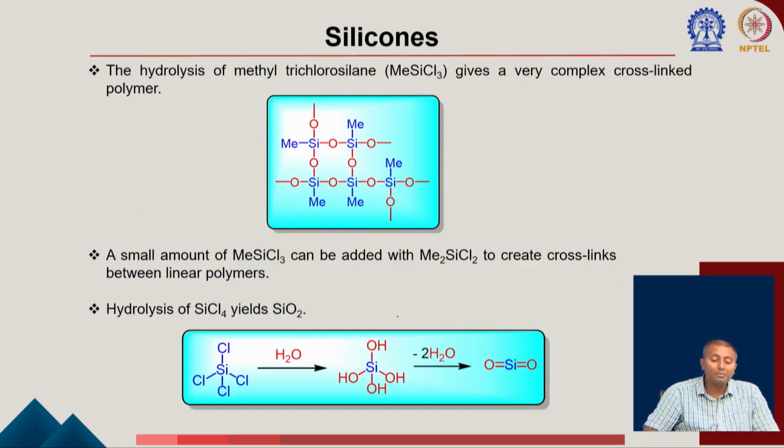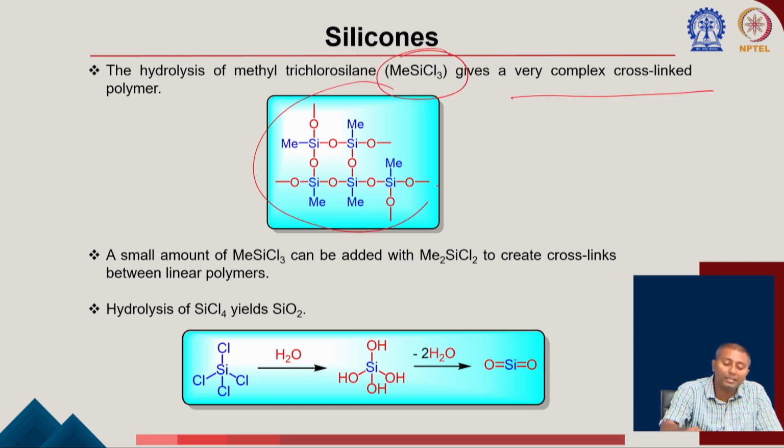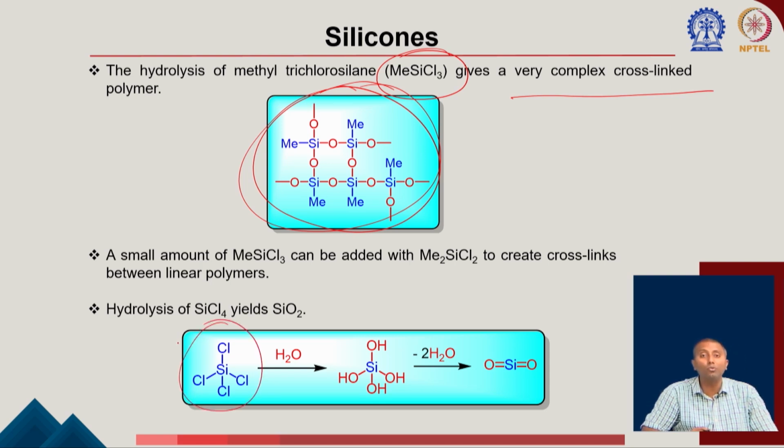Now, if you have 3 chlorides, as in methyltrichlorosilane, you can end up making a complex cross-linked polymer, because the polymer cannot be a straight chain. It can happen on both sides, and that ends up forming a complex polymer. But if you have 4 chlorides, like silicon tetrachloride, these are very strong Lewis acids. A very exothermic reaction is going to happen if you treat it with water, and it is immediately going to convert to the corresponding silicon oxide.